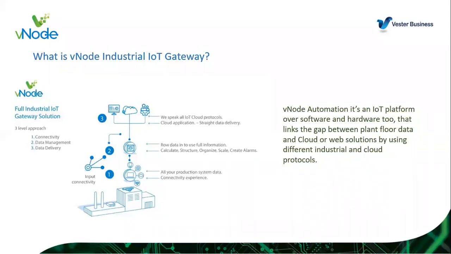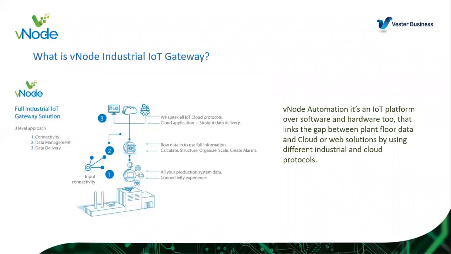So we talk about three levels of approach. The first one is data connectivity, which means all the data source connectivity that we have. The second one is data management, in which we can apply any kind of calculation, algorithm or historian action to the data. And the third one is data delivery, where we can share the information with any other application in the world.